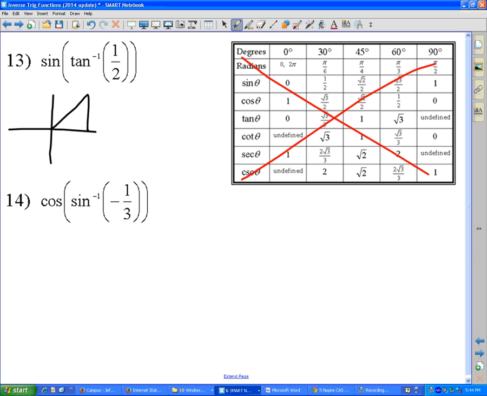Also, recall from your definitions of the trig functions that the tangent function is the opposite over the adjacent. And so we're going to have a 1 and a 2 for our legs. 1 squared plus 2 squared is 5, so our hypotenuse is going to be root 5. And how does this little picture help us answer this question?